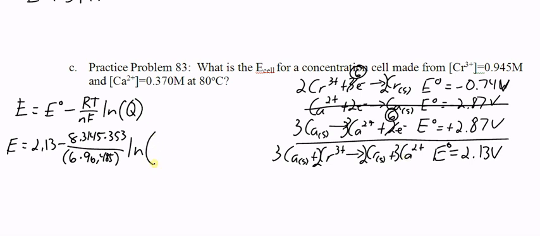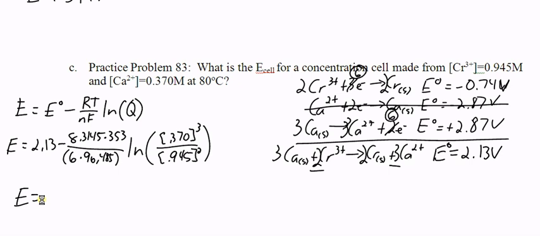And what I have noticed now is that I'm going to have my calcium ion concentration is going to be 0.370, and that's going to need to be cubed because of the coefficient 3. And that's going to be over my chromium concentration value, which is going to be 0.945. And that value is going to need to be squared because, again, of the coefficient there.